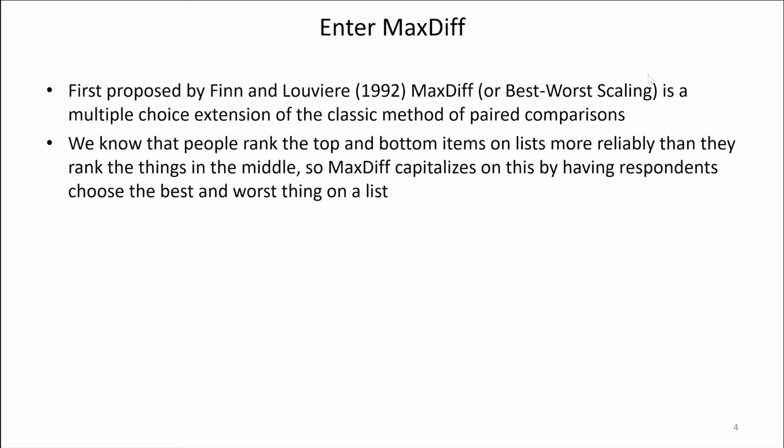It's essentially a multiple choice extension of the classic method of paired comparisons. Remember from the 1920s, Thurstone developed paired comparisons. Which one of these two things do you like more, A or B, A or C, C or D? And from asking enough of those, you can figure out how much people like each thing.